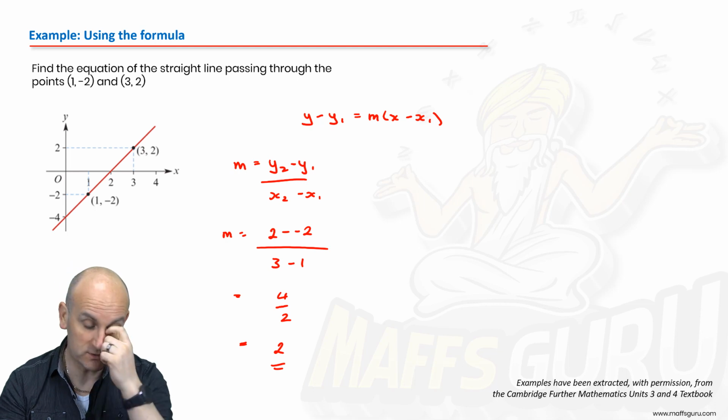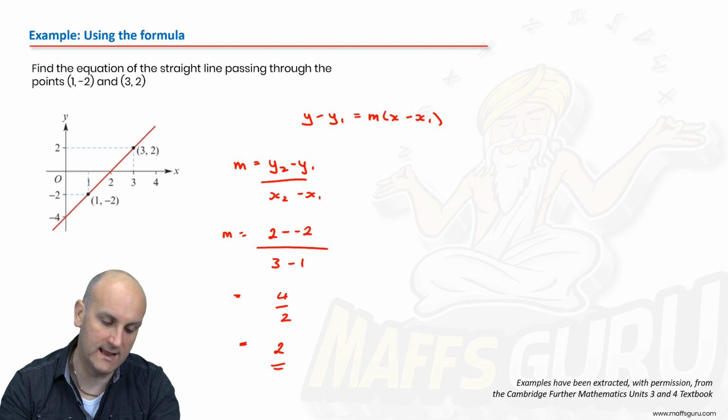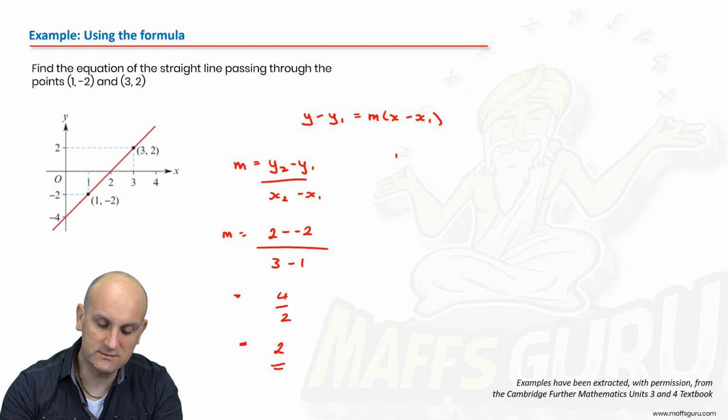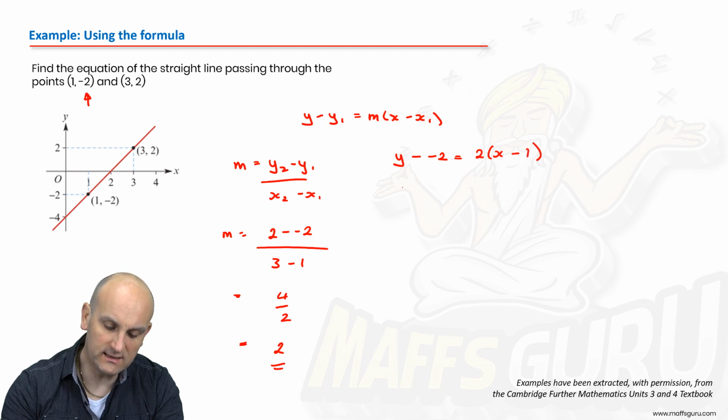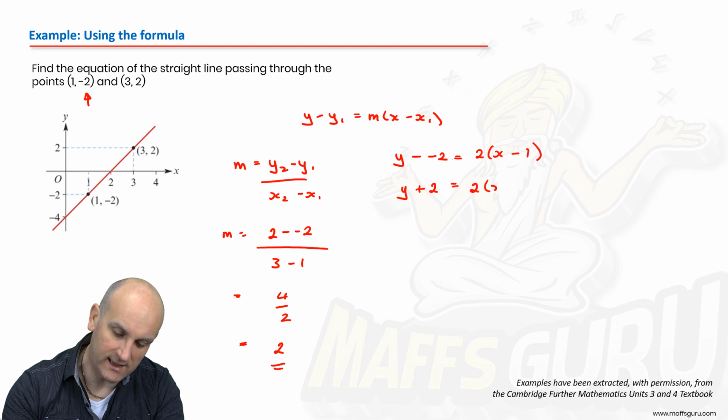Yes, we can use either of them, and I'm going to show you that now. So we can now say, let's do this first coordinate first. y minus minus 2. So this is my y1, is equal to the value of m, which is 2, x minus my x value of 1. So that's now going to give me y plus 2 is equal to 2(x minus 1).